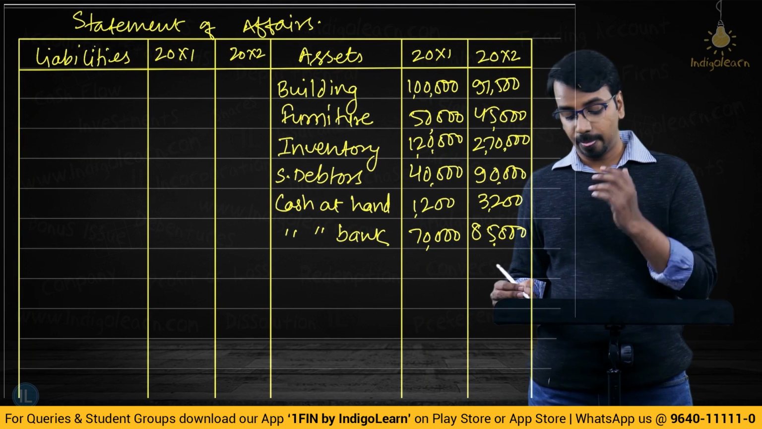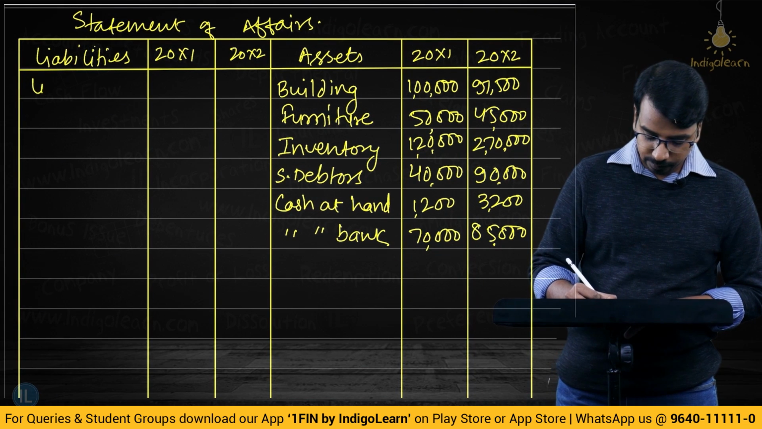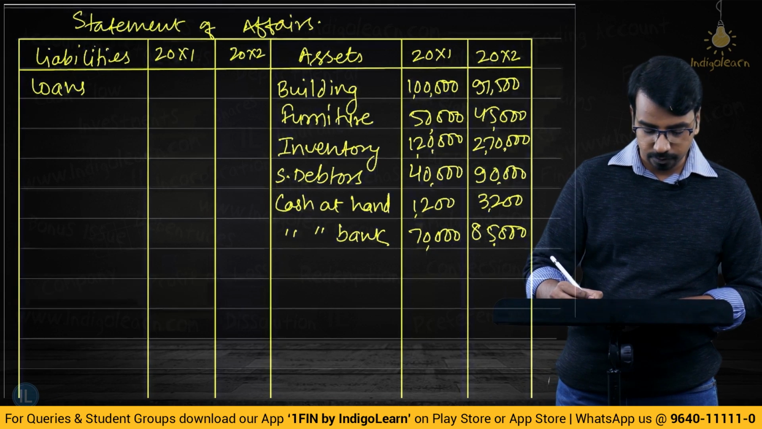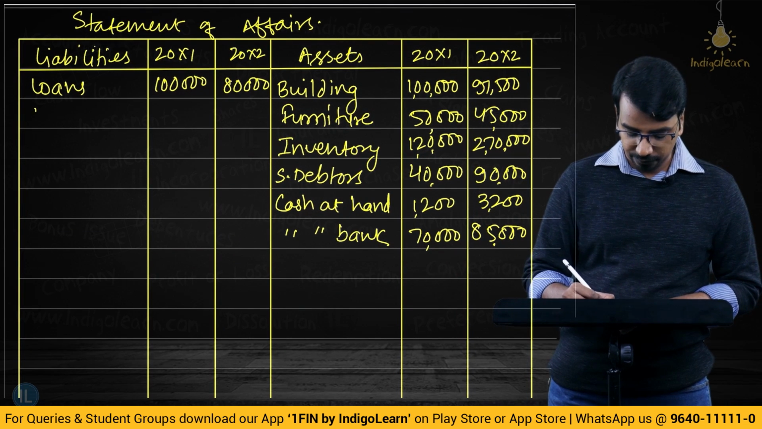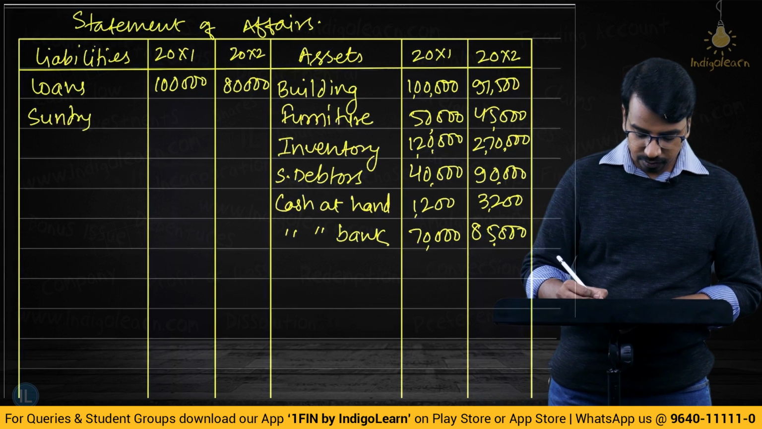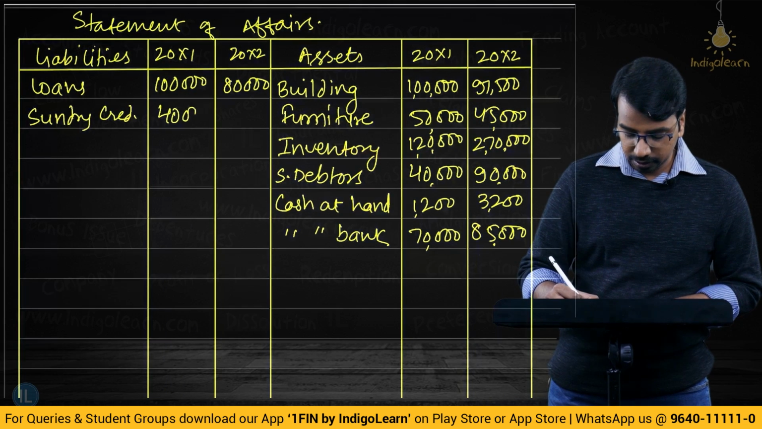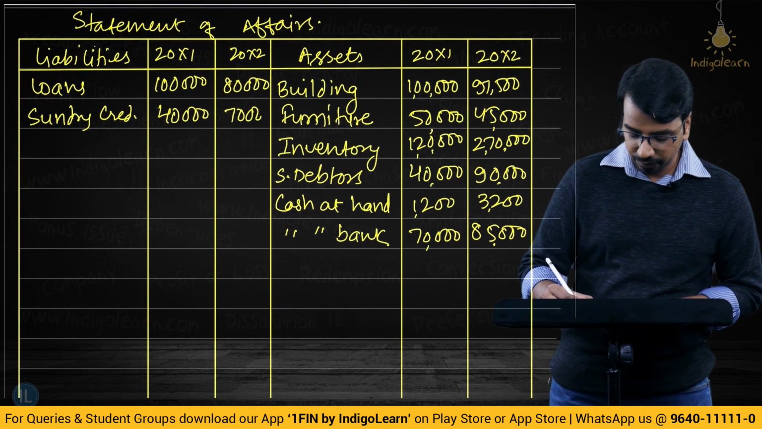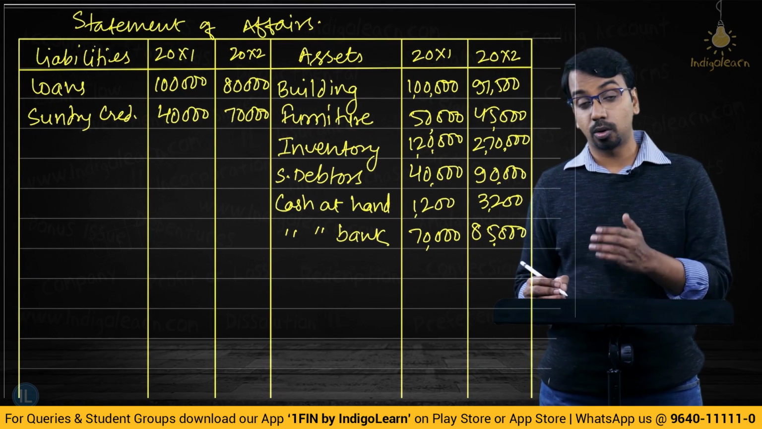Right? This is the asset side. Come to the liability side. You have loans 1 lakh and 80,000. You have sundry creditors 40,000 and 70,000, right? So you have listed down all the assets, you have listed down all the liabilities.